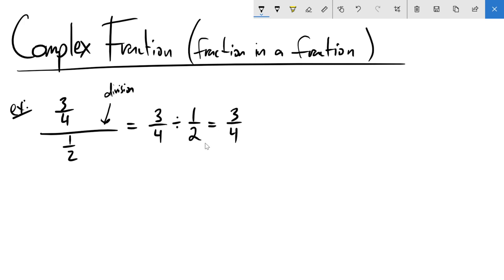And which one gets flipped? The second one gets flipped, yeah. So you turn it into a division statement, you turn that into multiplication, and then you just finish it off. So these are both divisible by 2, so the answer here is just 3 over 2.